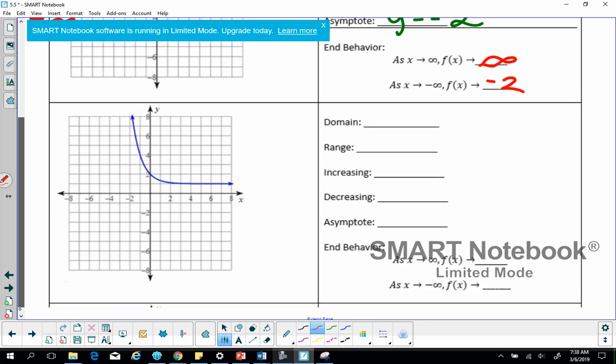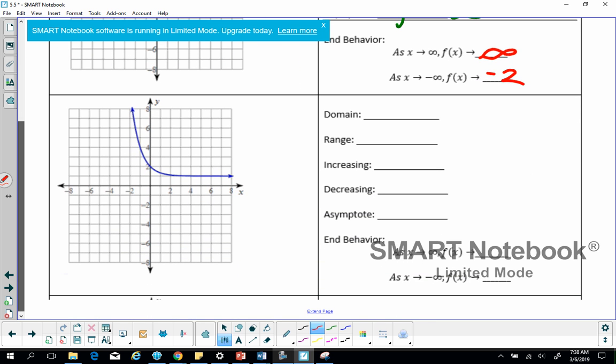I want you to try the next one on your own. So I'm going to give you a few minutes to try this. I want you to see if you could get the domain, range. Is it increasing or decreasing? What's the asymptote and what's the end behavior?